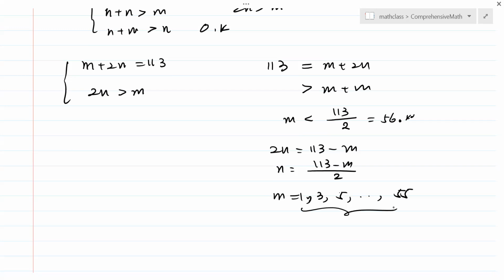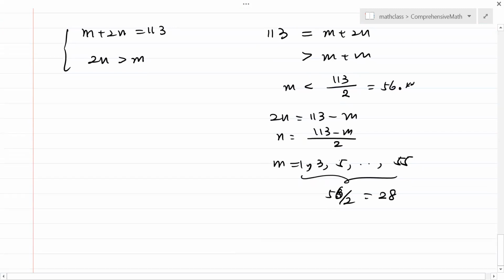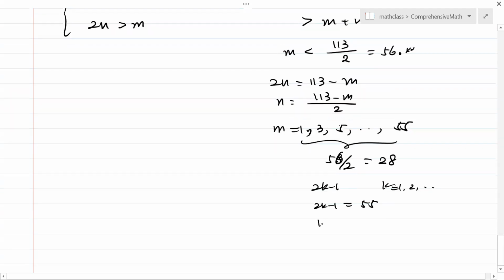Yeah, so that's a little bit complicated if you use this now, okay? You use the inequality for m, the upper bound for m. So how do we count the other numbers? I think the total will be 56 divided by 2, which is going to be 28, okay? 28 other numbers. Other numbers can also be written in the form 2k minus 1, right? And k starts from 1, 2, then you get 1, 3, 4, 5, all right? So 2k minus 1 equals 55, and then k should be equal to 28 again, okay? So that's another way to do it.